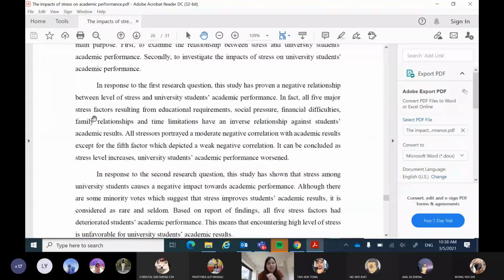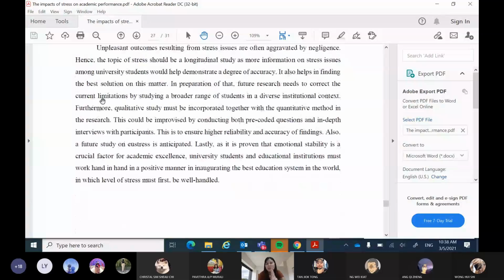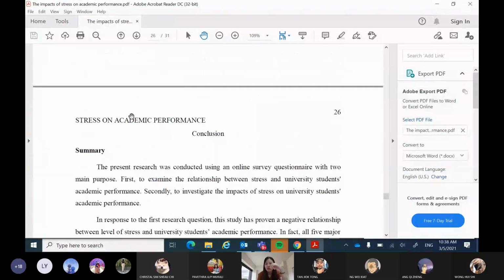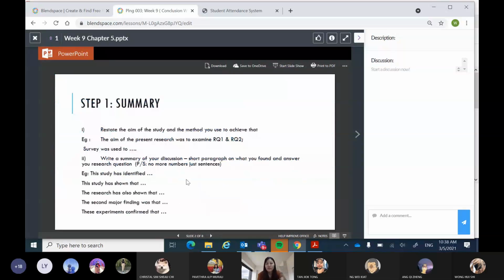need. The first one is the summary, the second one is the limitation, and then finally is the recommendation. So three things, only three things only in the conclusion, which is chapter 5. All right, so let's go through the three things here: summary, limitations, and recommendation. Okay, so the first subsection under chapter 5 conclusion is summary.